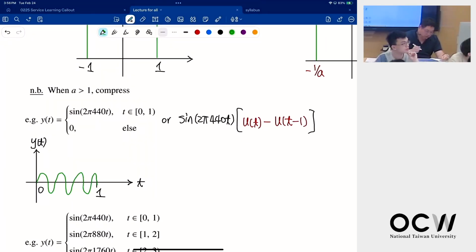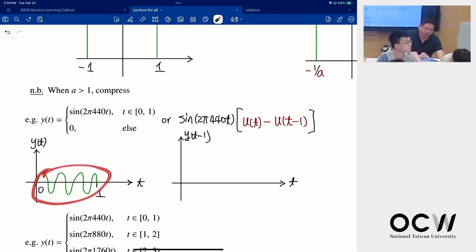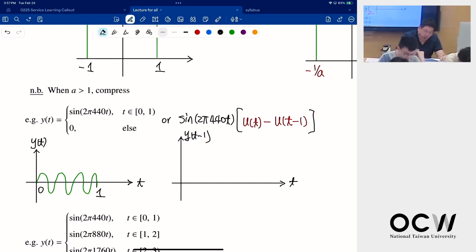So if I shift 1, y of t minus 1. So how does this figure look like? If I shift 1, that means I will shift this signal to the right or to the left. I'll shift this signal to the right by 1 unit. So you will see this from 1 to 2. Okay. So here is 1 and 2.